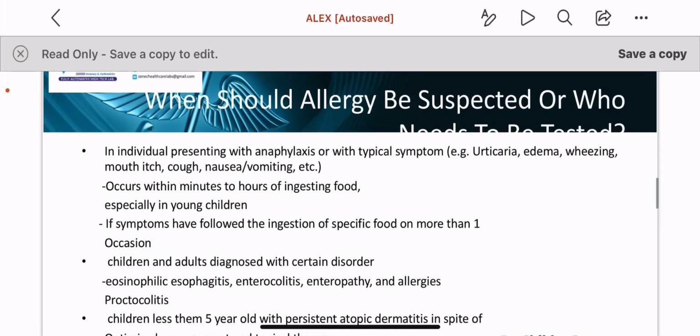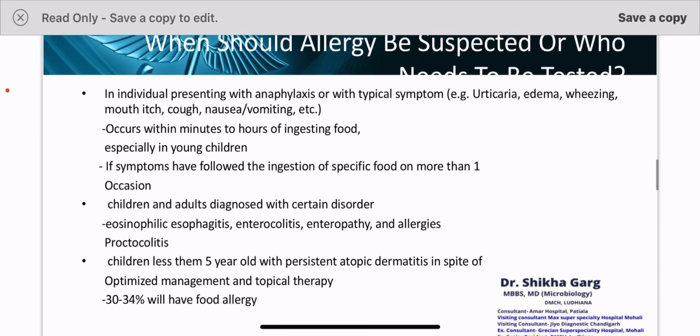So when should allergy be suspected, or who needs to be tested? Any individual presenting with any of the symptoms we discussed. It could be skin symptoms, respiratory symptoms, or gastrointestinal symptoms, specifically which can occur within minutes or hours of ingesting food, especially in young children. And if these symptoms follow a specific food or specific allergen on more than one occasion.